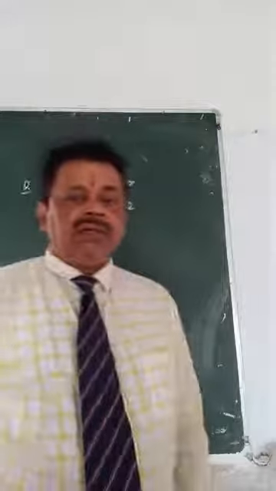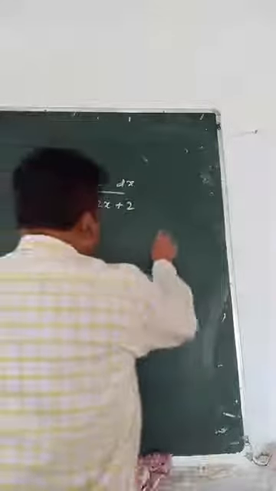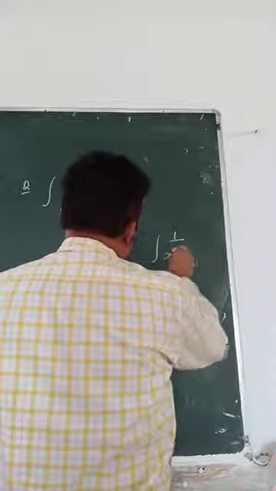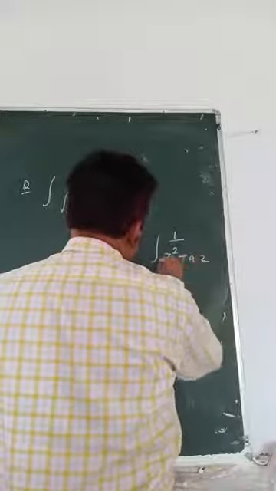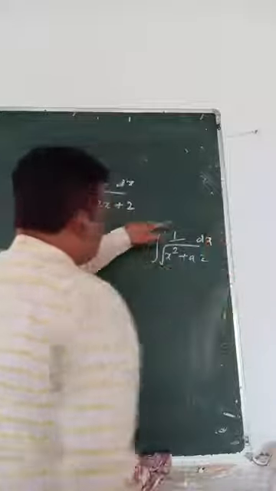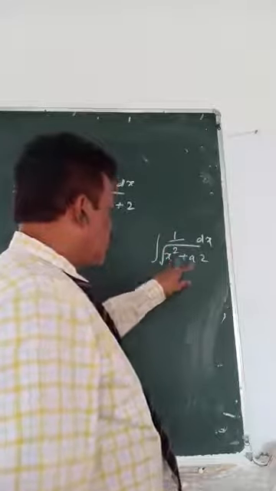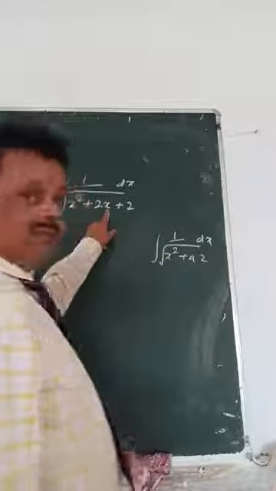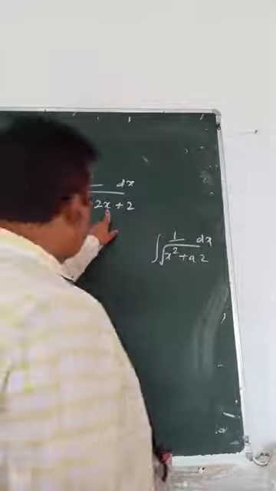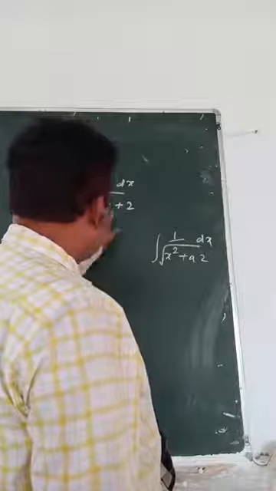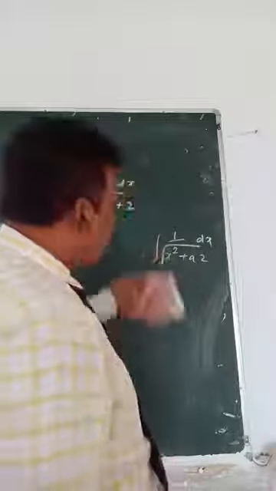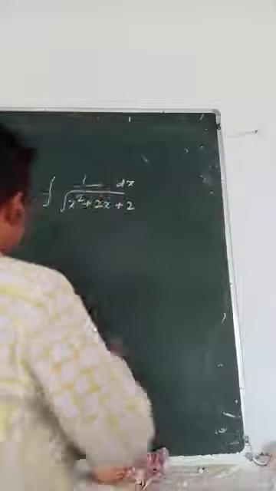So far we learned the formula of this type: 1 by square root of x square plus a square. Means the numerator is 1, and the denominator contains only x square and a square, no x. There is an x here. So what we will do is we will use the completing the square method. We try to simplify.